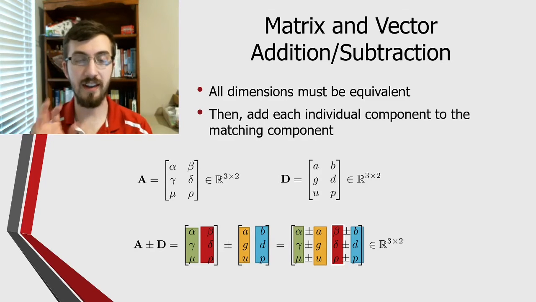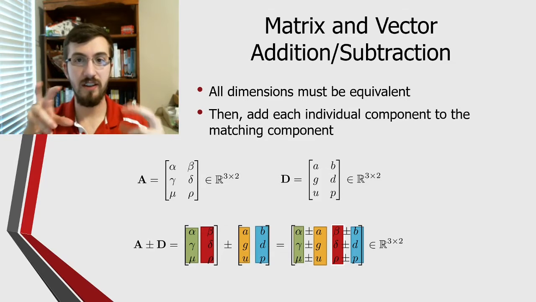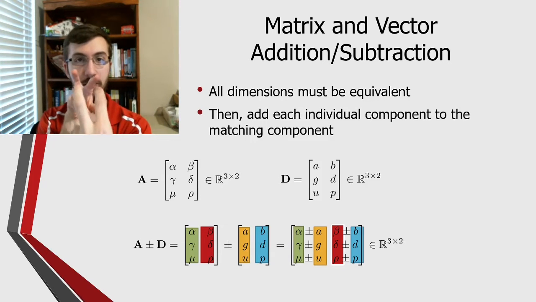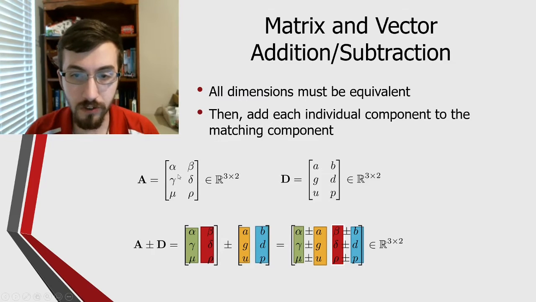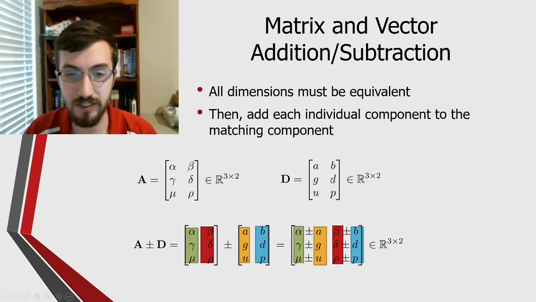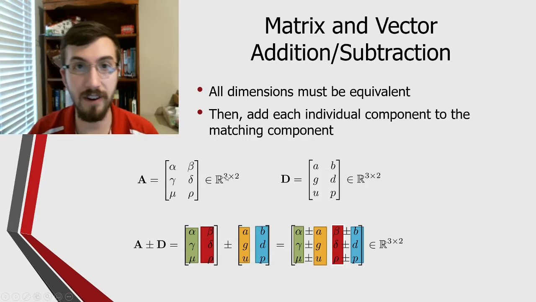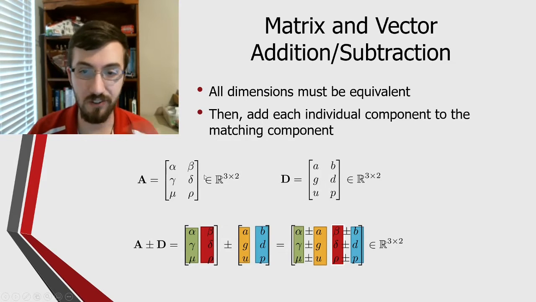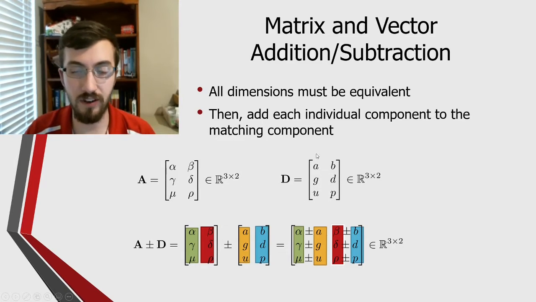Okay? It's kind of like if you have two matrices, you stack them in front of each other and just squish them. Okay? So like here, we have two matrices, matrix A and matrix D. They're both 3 by 2, right? So they both have the same dimensions. This one has Greek letters. This one has our alphabet letters.